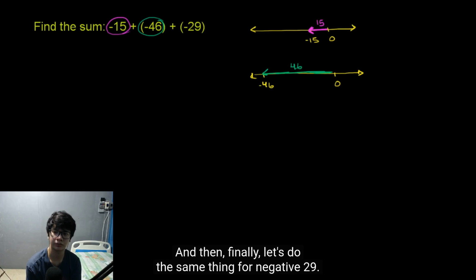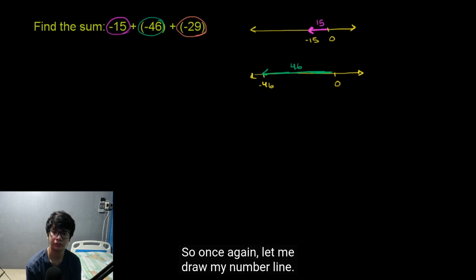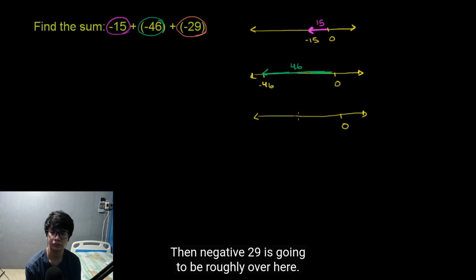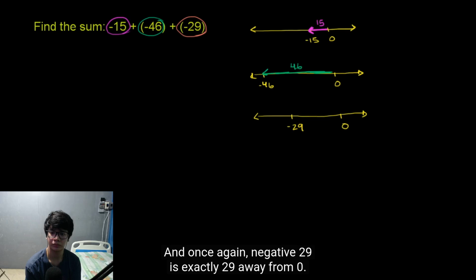And then finally, let's do the same thing for negative 29. So once again, let me draw my number line. I want to use the yellow again. So draw my number line. Let's say that this is 0. Then negative 29 is going to be roughly over here. I'm estimating it. And once again, negative 29 is exactly 29 away from 0.